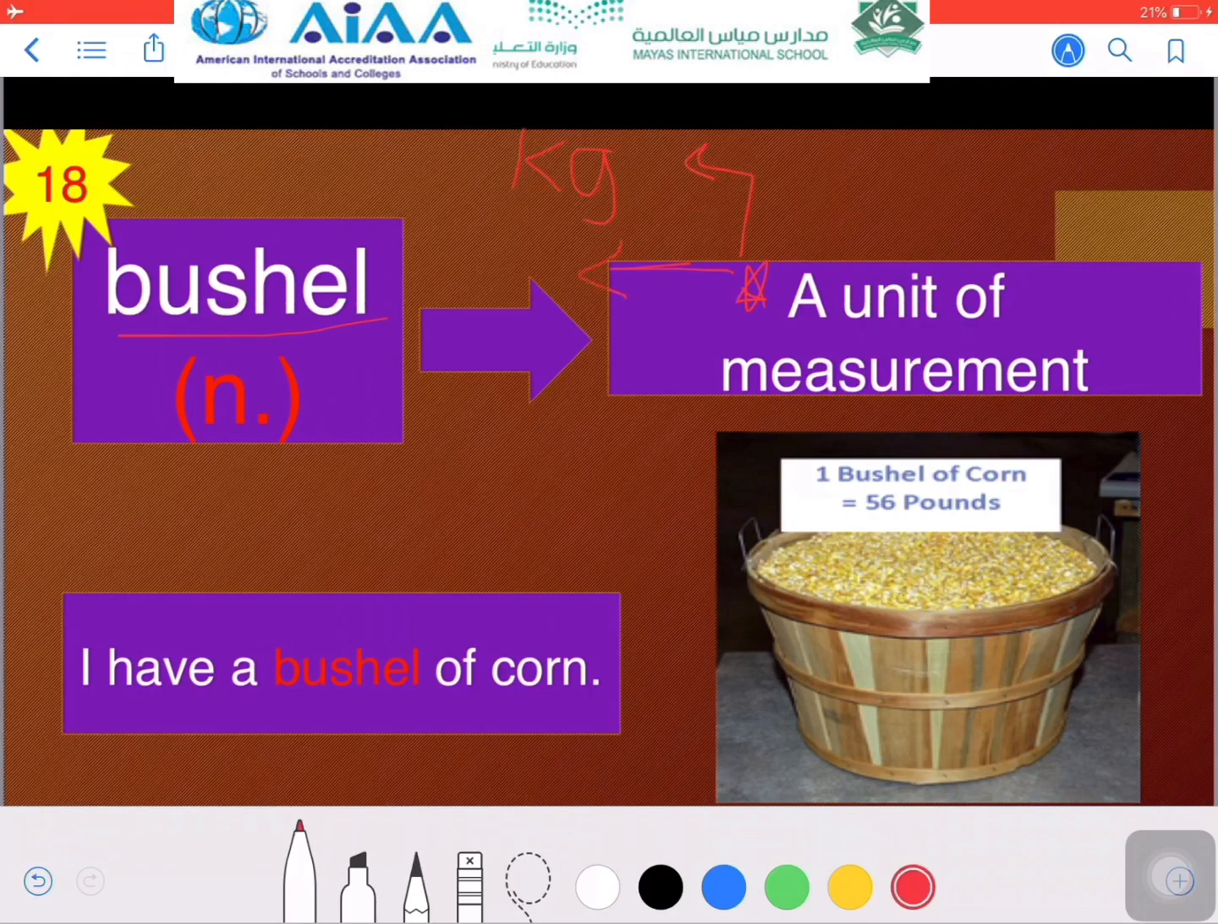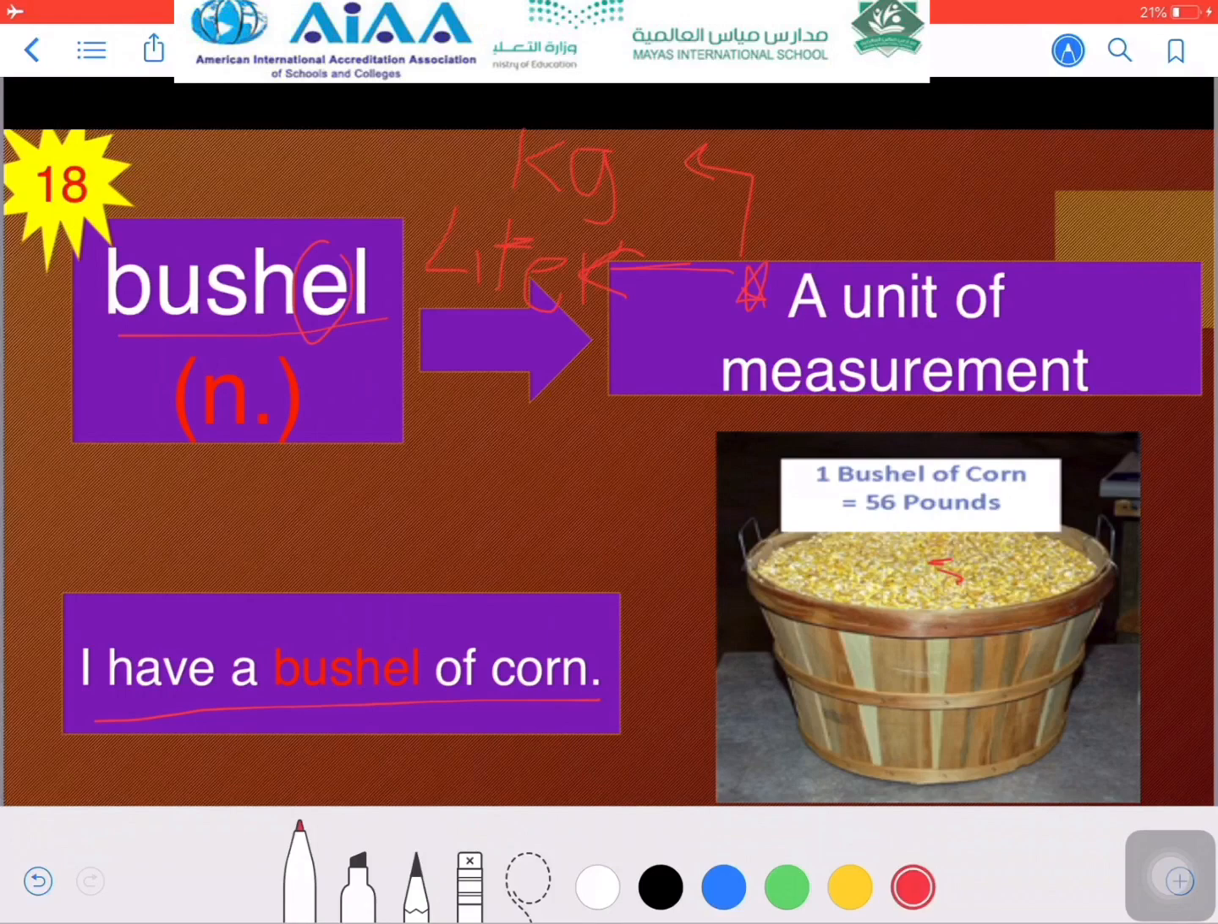Or if you have a liquid, you can say, I have 1 liter of water, 1 liter of juice. Sometimes if you want to measure wheat or grain, anything small like this, we use bushel. Do not forget the E here is before the L, not after the L. I have a bushel of corn.